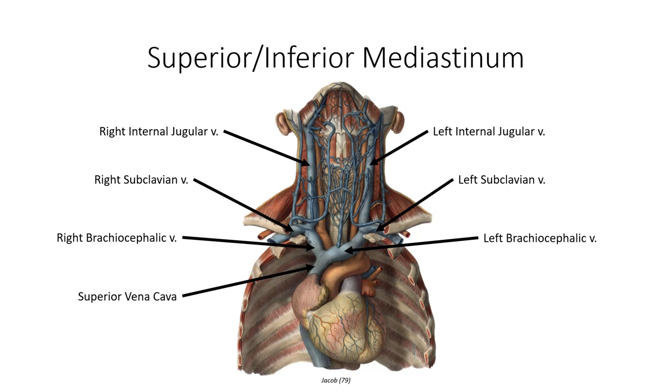We don't make any real mention of the inferior vena cava in the mediastinum, as it pretty much converges with the right atrium immediately after piercing through the diaphragm.